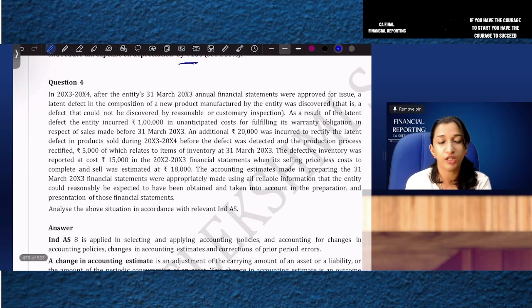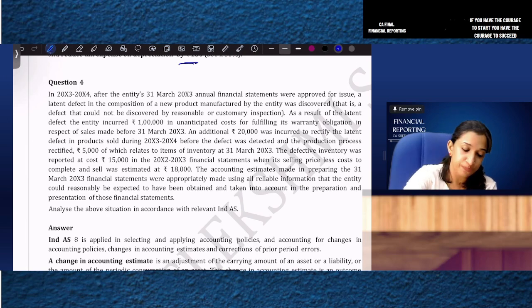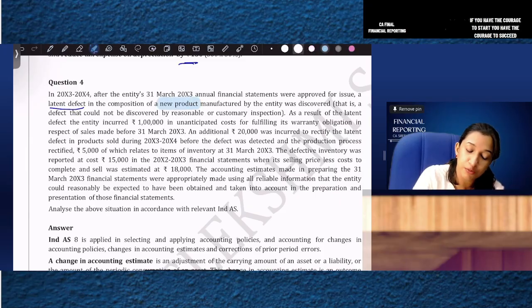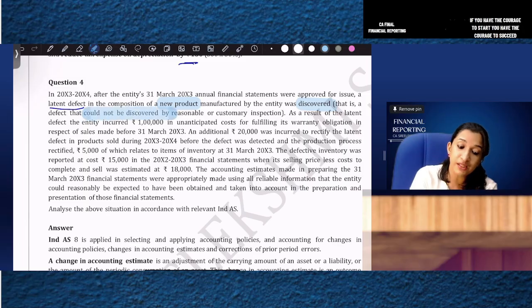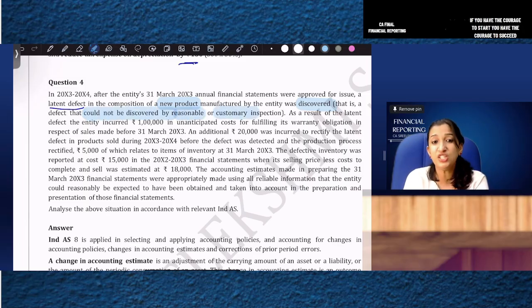Question number 4. In 2013-14, after the entity's 31st March 13 annual financial statements were approved for issue, a latent defect in the composition of a new product manufactured by the entity was discovered. The meaning of latent defect is what is given in the brackets: a defect that could not be discovered by reasonable or customary inspection. A latent defect cannot be discovered by just going for a normal inspection.